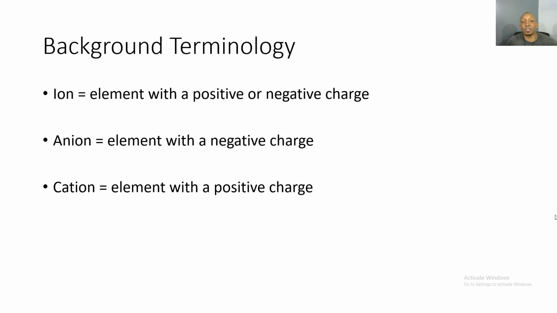So for a little background terminology, ions are elements with a positive or negative charge. An anion is an element with a negative charge, which means it gained an electron, and a cation is an element with a positive charge, which means it lost an electron.